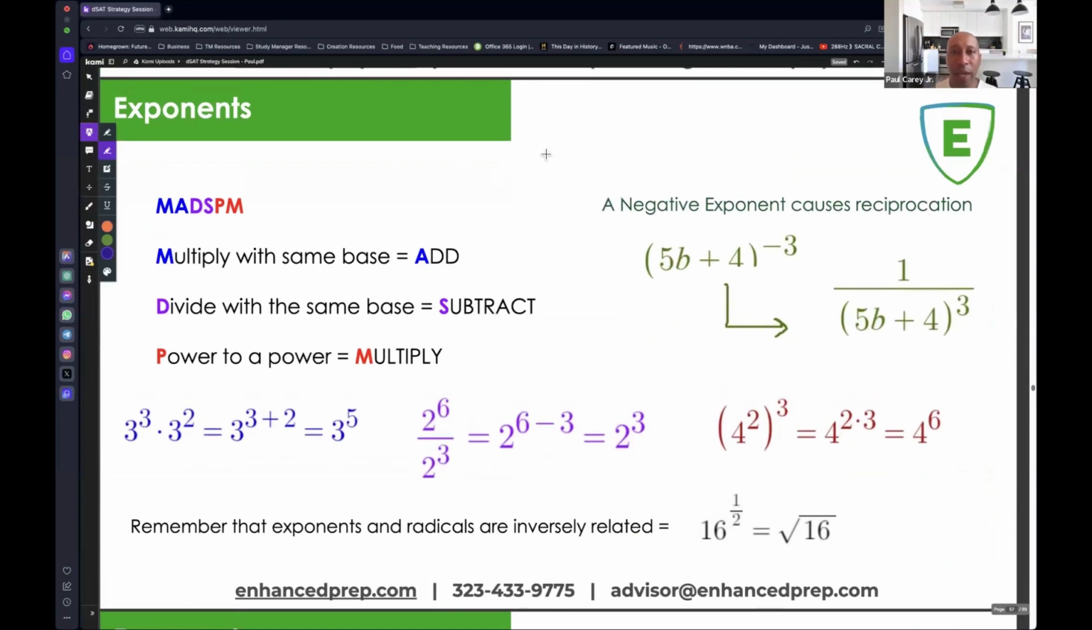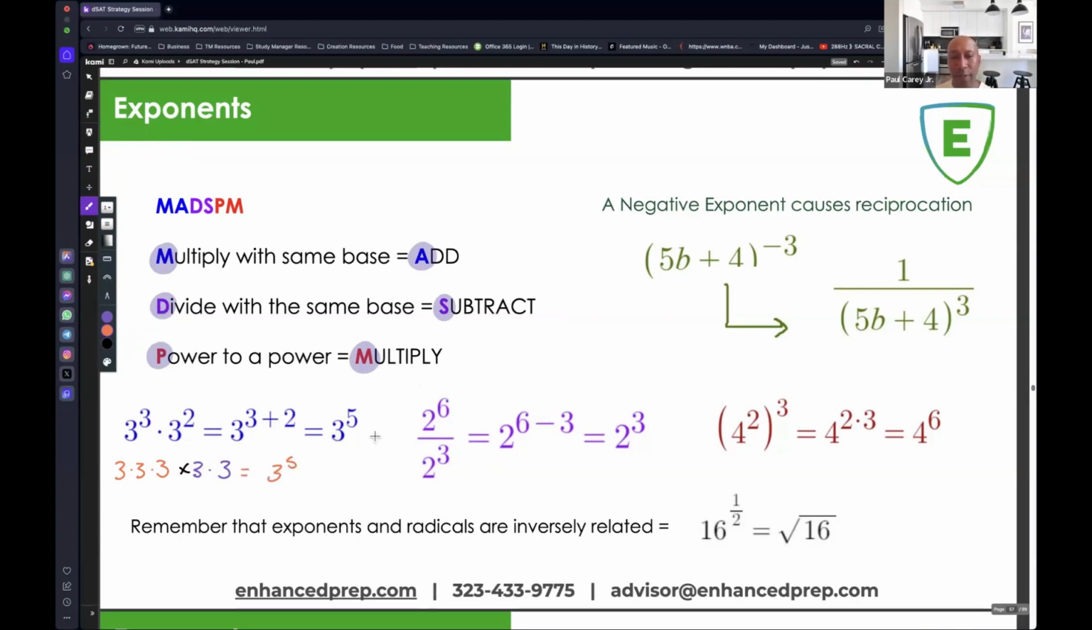As far as exponents, we have this acronym as well, MADS-PM, right? This is talking about whenever you have exponents, if you're multiplying those two, you're adding them. If you're dividing the two exponents, you're subtracting them. If it's a power of a power, you're going to multiply them, right? So just remember that when you're thinking about this, why are we adding those two? Because this literally means that if we wrote those out, we have 3 times 3 times 3. And then we have 3 times 3, and we're multiplying those two together. And this is why we're adding them. So in this case, we get that this is going to be 3 to the fifth.